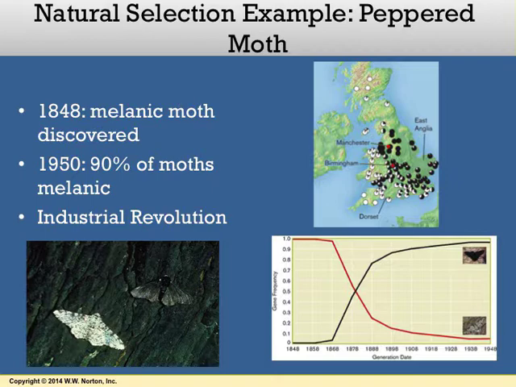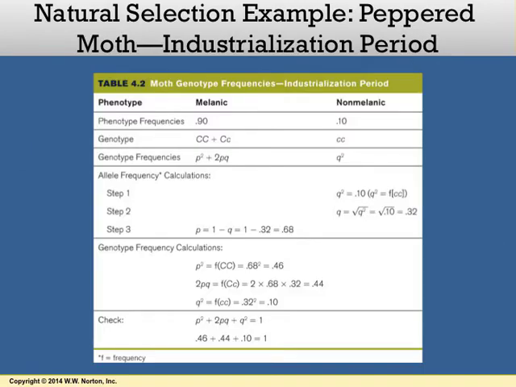By treating moth coloration as a single gene with two alleles, we can see in the bottom right graph that the gene frequencies changed over the course of 100 years. The peppered moth experienced quite dramatic directional selection. Now, let's look at this in terms of Hardy-Weinberg.